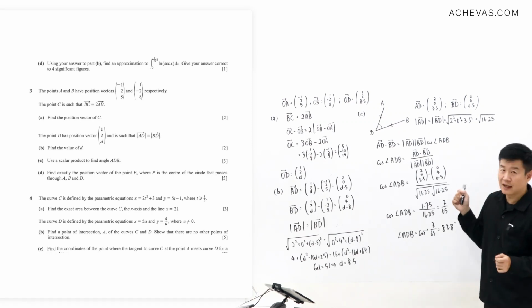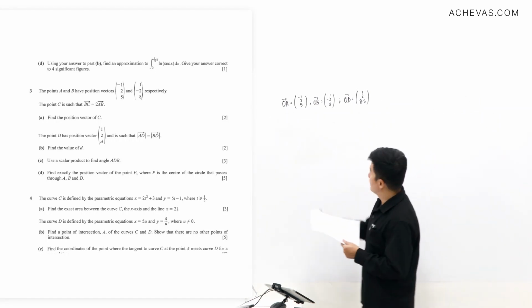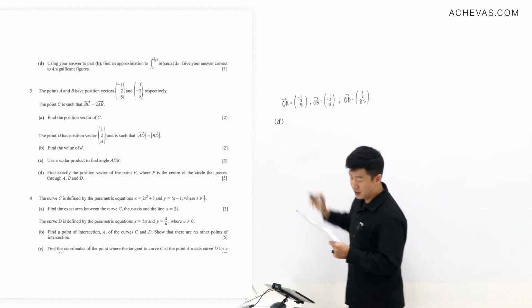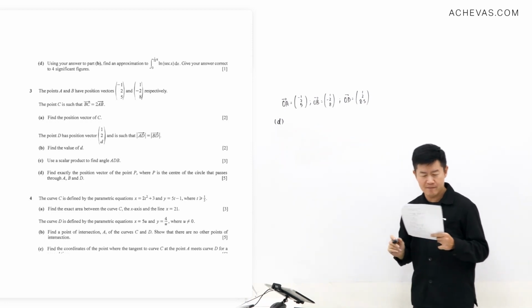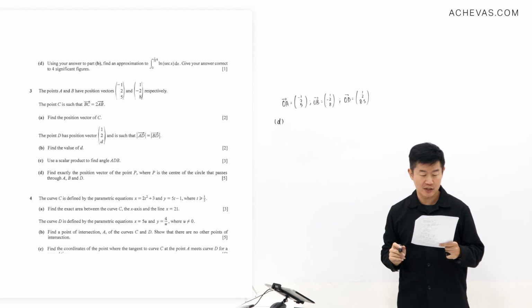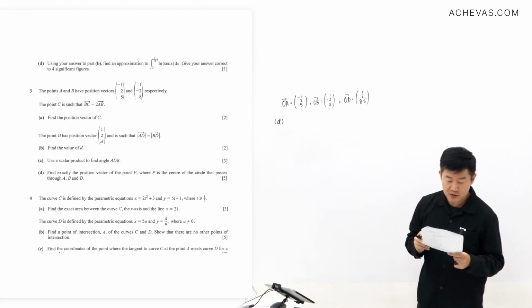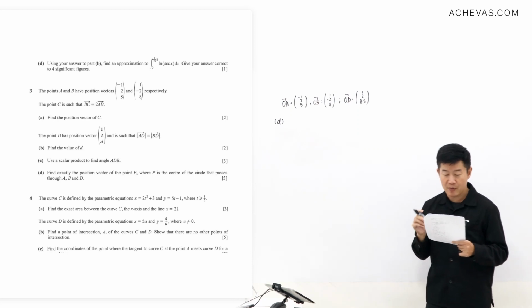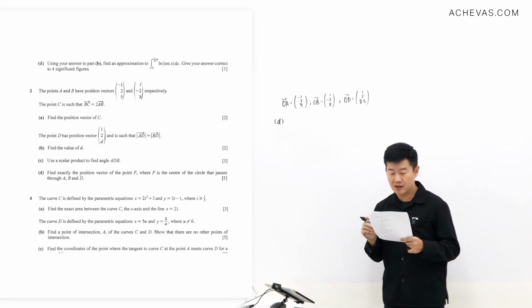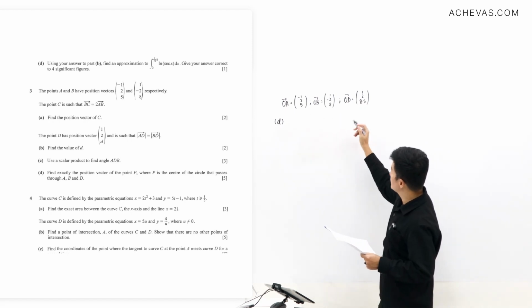Let me erase this and let's take a look at part D together. Okay, let's continue with part D. And looking at part D, I do think that part D is probably one of the more challenging questions in this year's A-level H2 Math paper. So we are going to be finding the exact position vector of this point P, where point P is the center of a circle that is going to be passing through the points A, B, D.